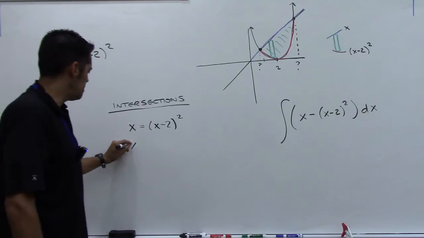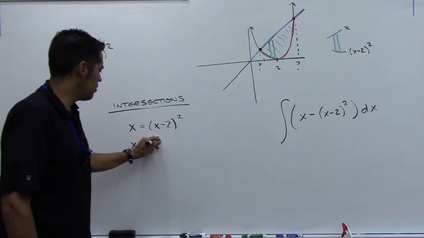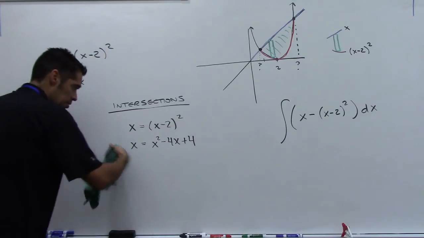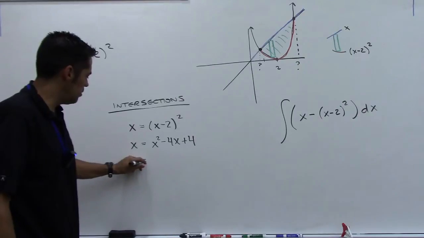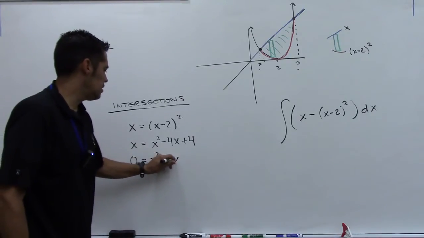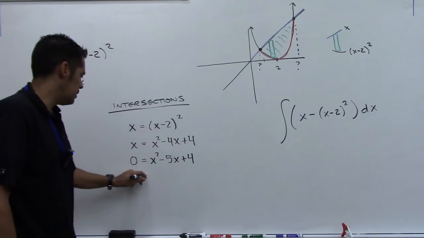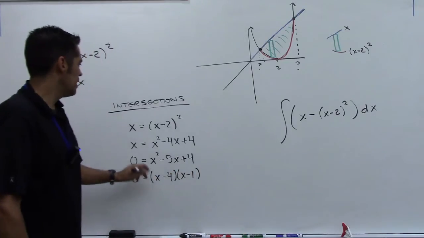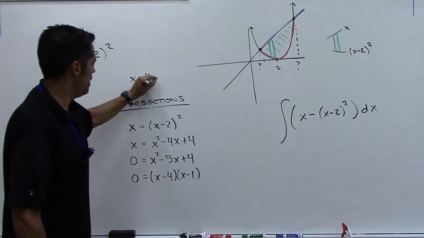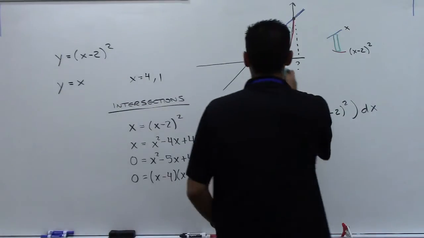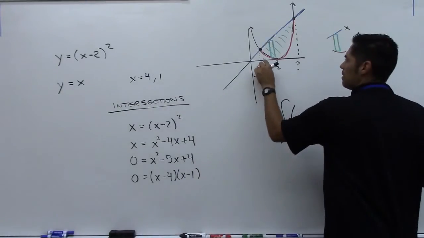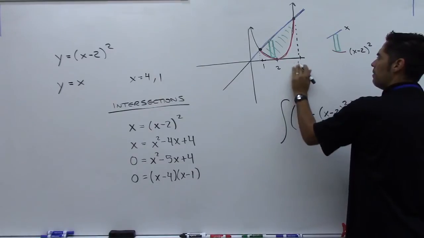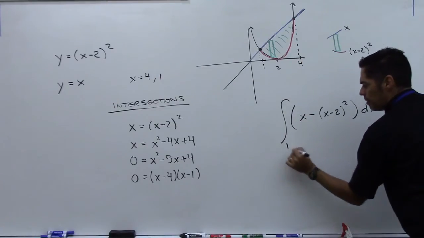And then I'll expand the right side, so I'll FOIL that out, and I get x squared minus 4x plus 4. And then I'll realize I have a quadratic equation, so I'll move everything to one side. So 0 equals x squared minus 5x plus 4. And then I can also factor the right side: (x minus 4)(x minus 1). And that gives me two solutions. The solutions are 4 and 1. And I think you can tell by looking, my graph is decent, that these hit each other at 1. So maybe I just move that over, 1. And then over here they hit at 4. And so that gives me my limits of integration, 1 and 4.